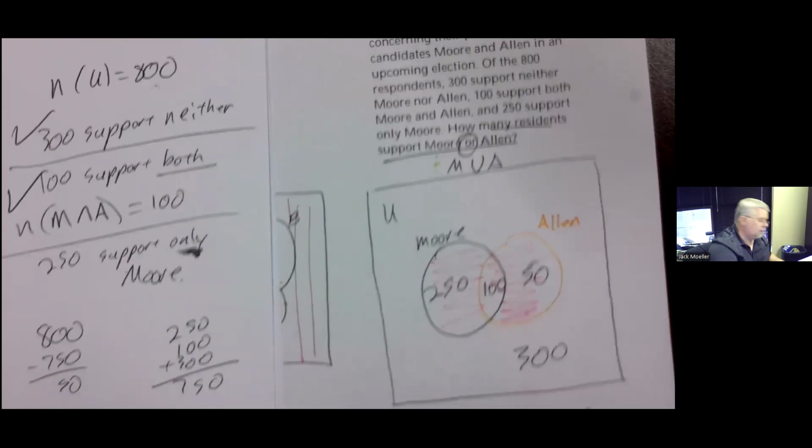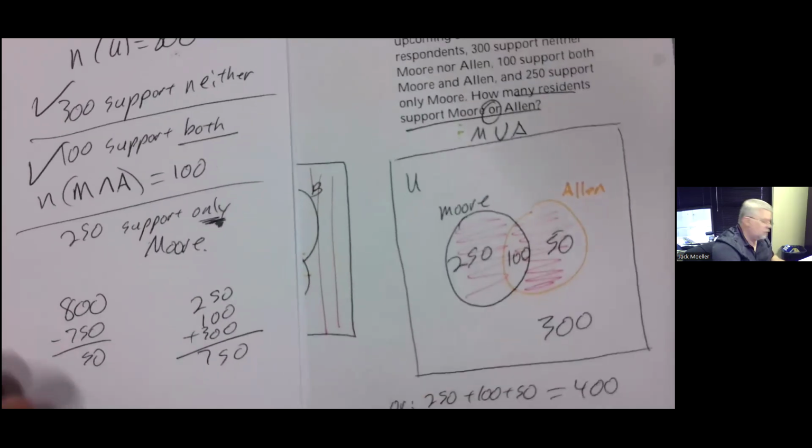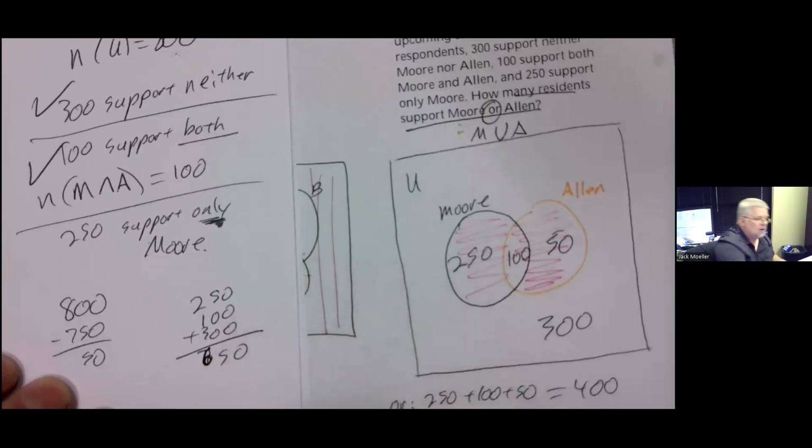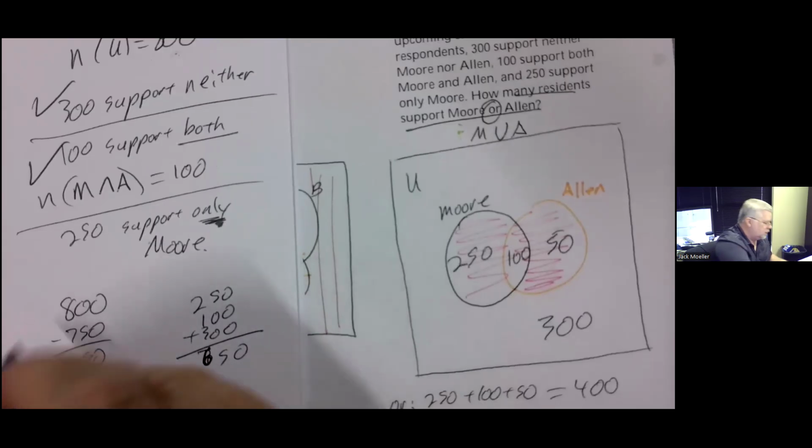Oh, I can't add. All right. I'm sure if we were in the classroom, somebody would have pointed it out. I'm sorry. See, this is what happens when you do math when you're hungry. So that's supposed to be 650.